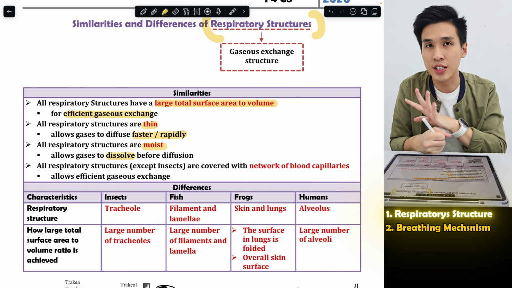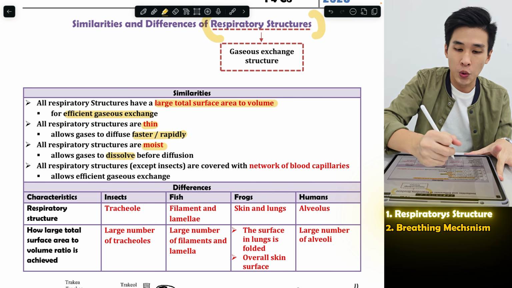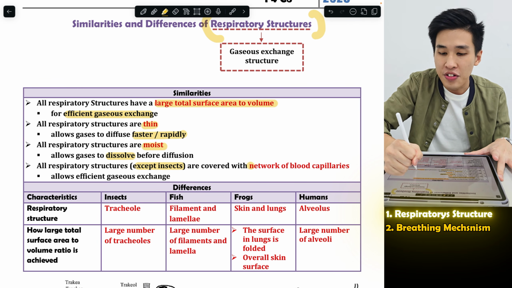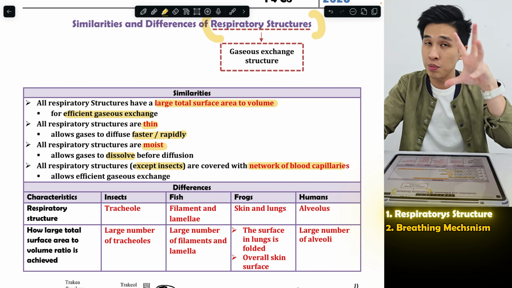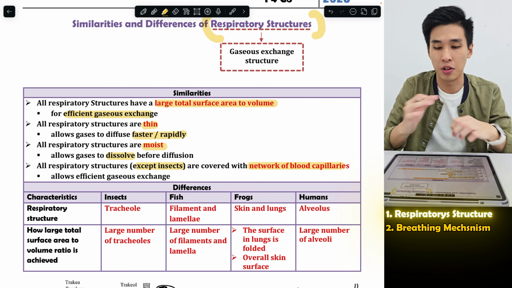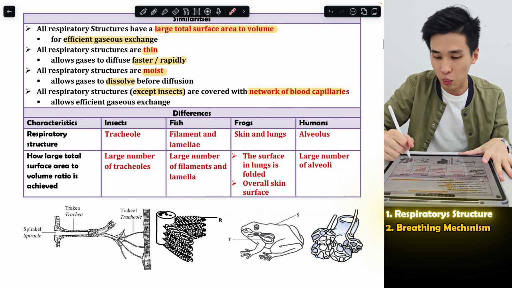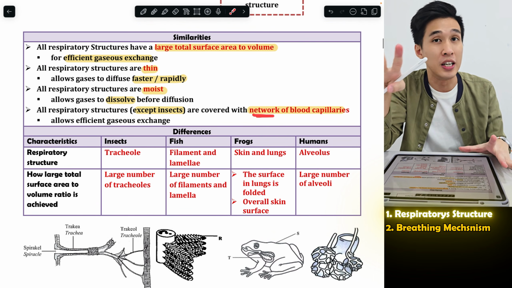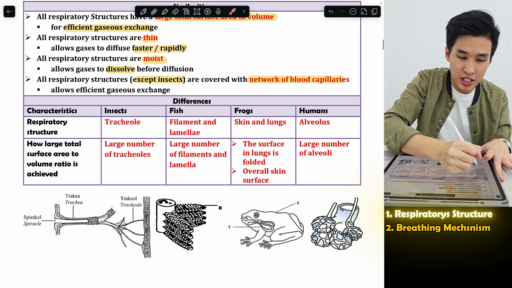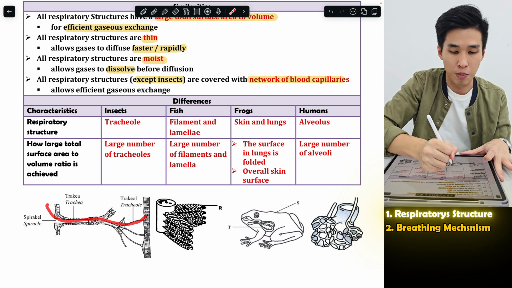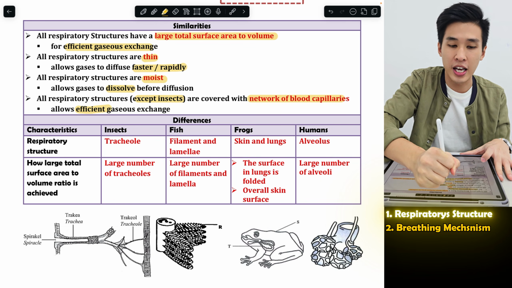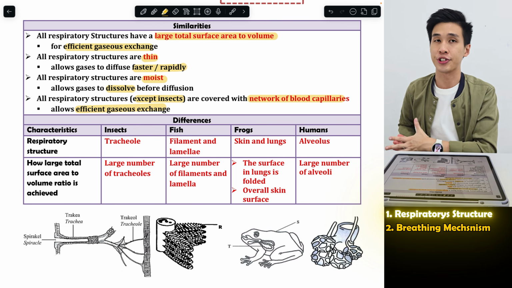The fourth one is not something every animal has. Except for insects, fish, frogs and humans have a network of blood capillaries. Our respiratory structure is covered by a network of blood capillaries. For example, our alveolus has a network of blood capillaries. Remember, network is the keyword. Insects don't use blood to transport oxygen. For insects, oxygen goes straight into their body, so no blood. The explanation is just efficient gases exchange.